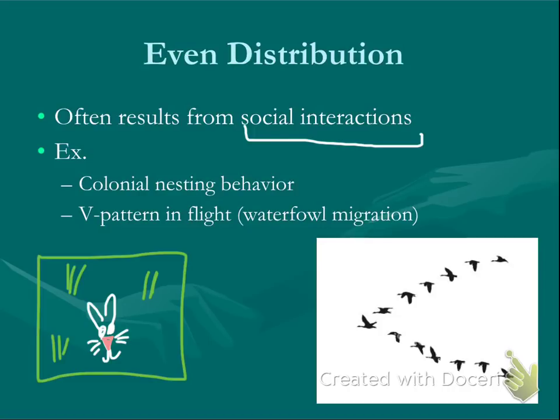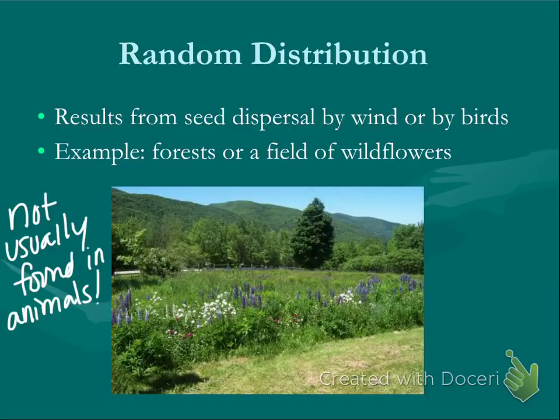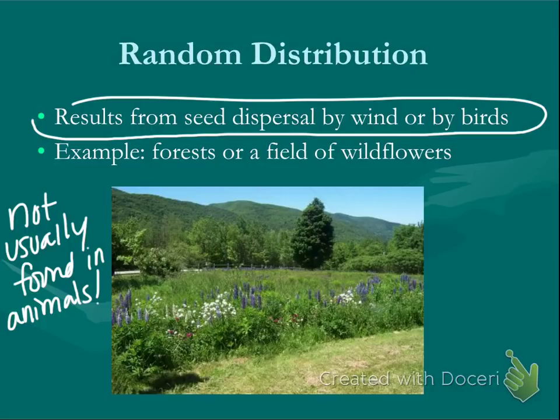That said, even distributions tend to make sampling much easier for biologists. And then we have the random distribution. We don't usually find random distributions in animal species. There are a few exceptions, but we talk a lot more about random distribution in plant species, and very often it's because seeds are dispersed by the wind or by birds. So it typically has a random distribution of various species of trees.